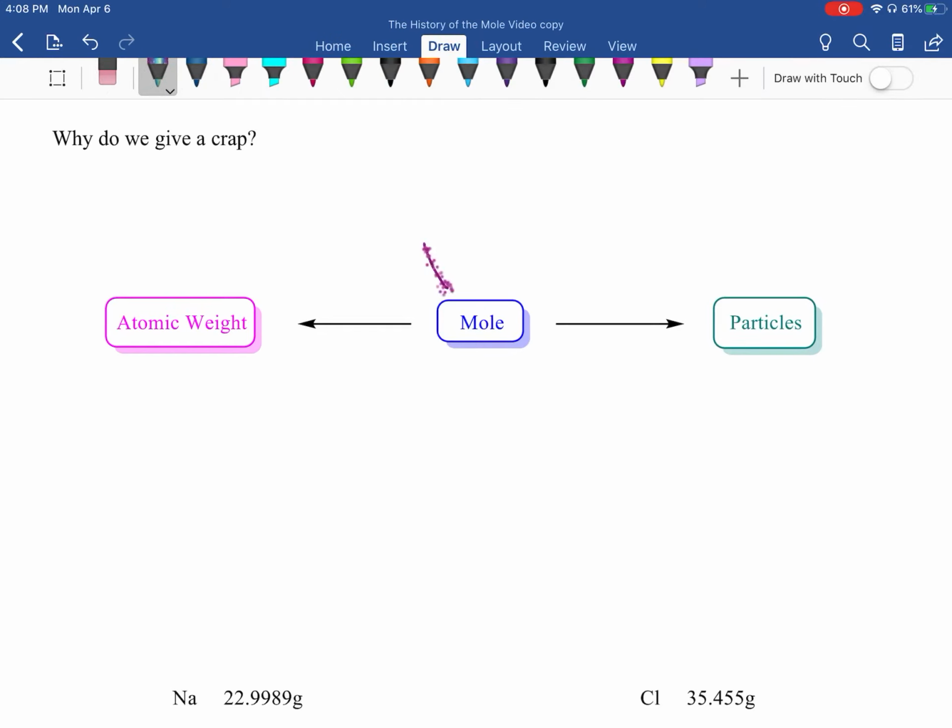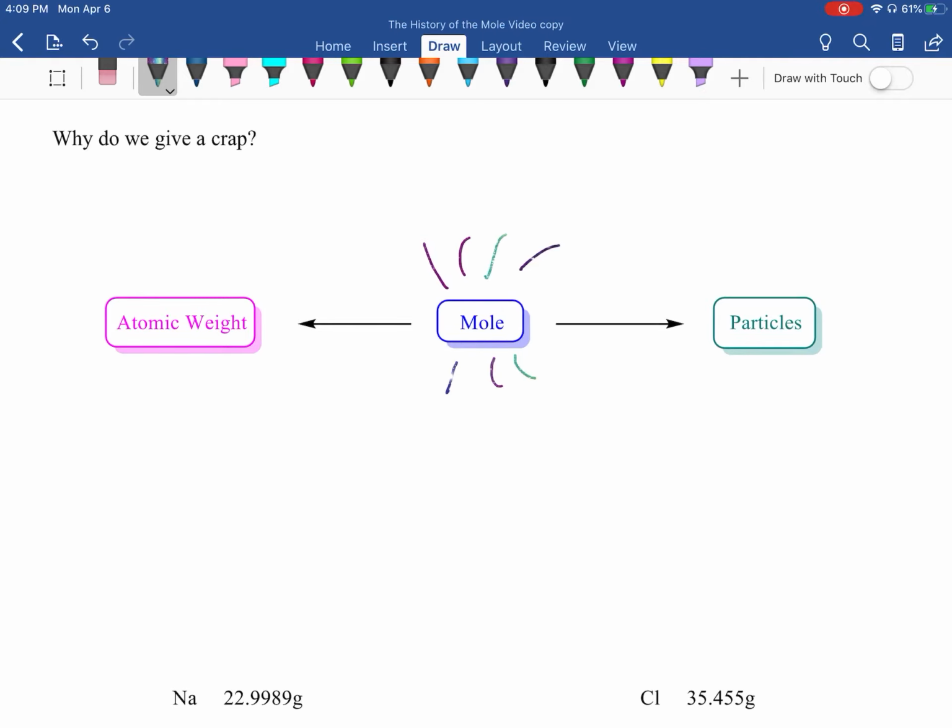Oh, I feel that the mole needs a sparkle pen. Okay, how are we going to use this concept? So for this video, you need your periodic table, preferably the one I handed out in class, but any of them will do. We just need some atomic weights, and you're going to need your calculator. Let's take this idea of a mole and let's use it.